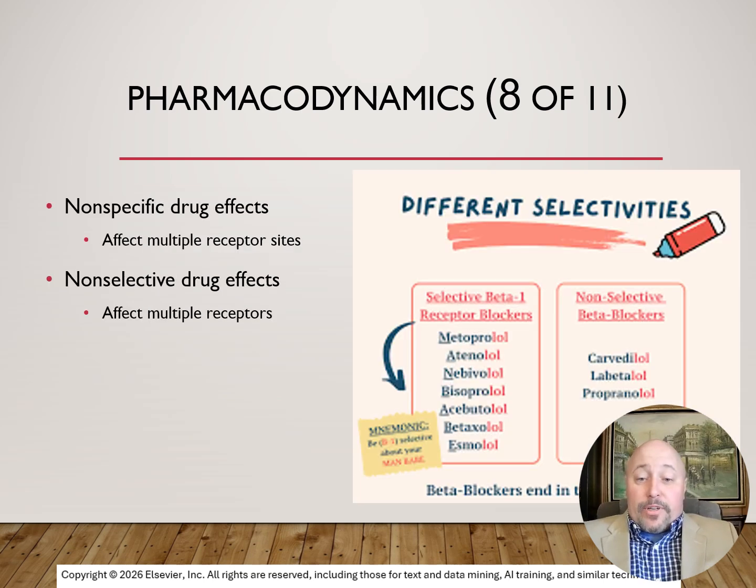There could be different selectivities. In the case of nonspecific drug effects, these affect multiple receptor sites. Or in the case of non-selective drug effects, these affect multiple receptors. An example here in our diagram would be beta blockers again. On our left, we have selective beta 1 receptor blockers, such as metoprolol and atenolol. And then on the right, we have the non-selective beta blockers, such as carvedilol or labetalol.